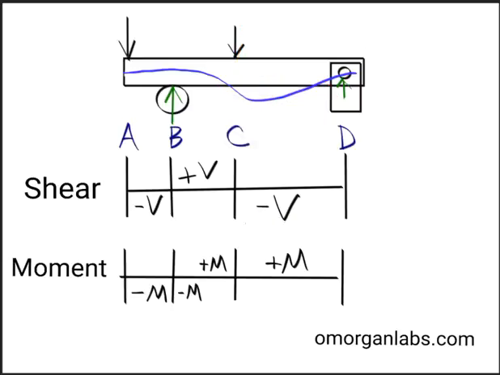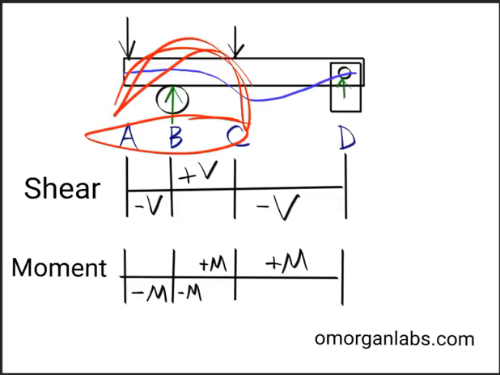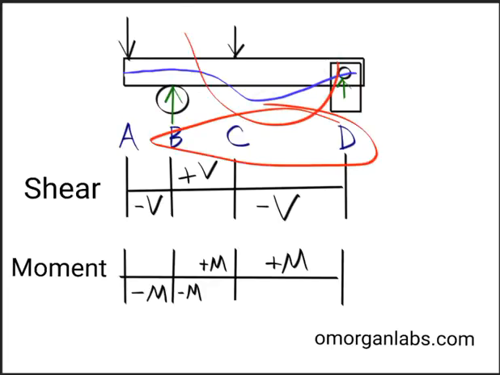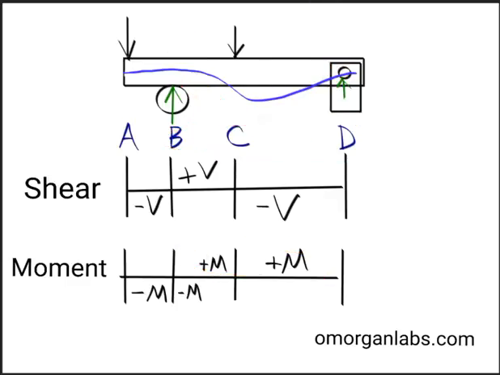So now let's think about the moments. Remember, A, B, and C, the forces are wanting to bend the beam concave down, frown. So that's negative moment. B, C, D, the forces want to bend it concave up, smile, positive. So that's a positive moment.